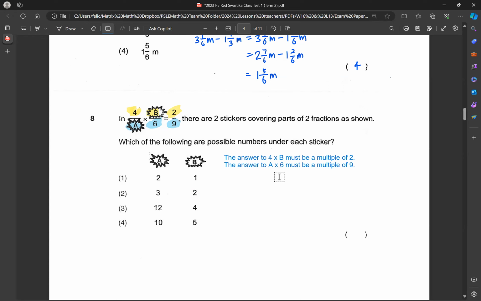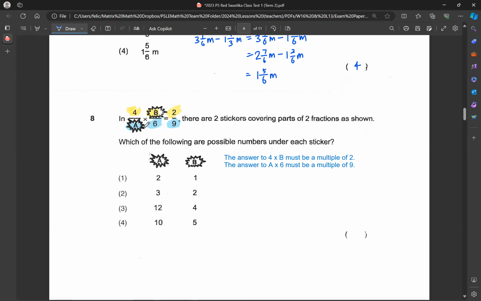So now what we can just do is test out the options one by one. Actually, if you just test A, it's good enough first. If you notice, if you test out using A and the multiplication doesn't give you a multiple of 2, then you don't need to test B already. All right, so we look at the first one first.